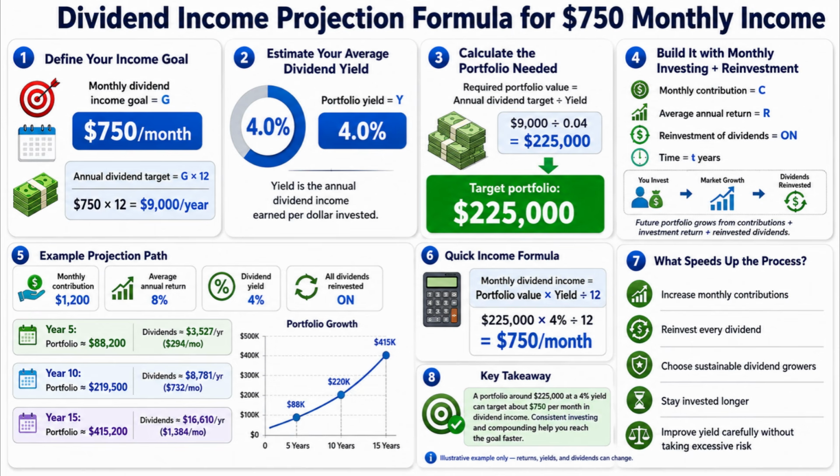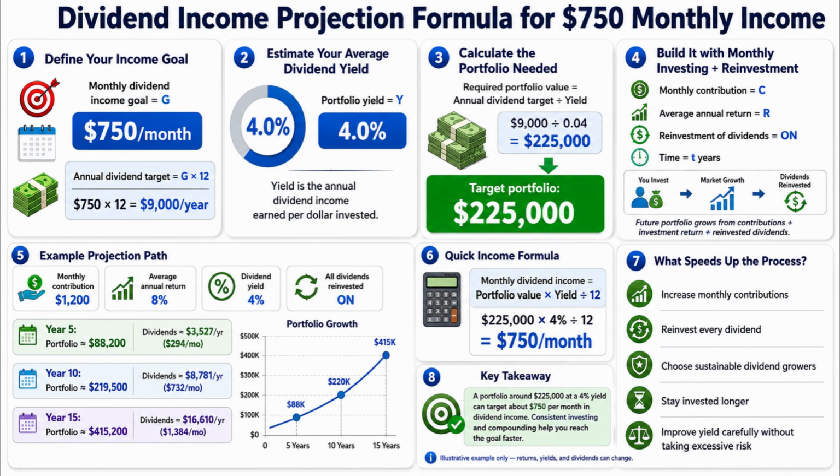Moreover, the quick income formula makes the calculation easier. Monthly dividend income equals portfolio value multiplied by dividend yield, divided by 12. So, using the target portfolio example, $225,000 multiplied by 4%, divided by 12 equals $750 per month.